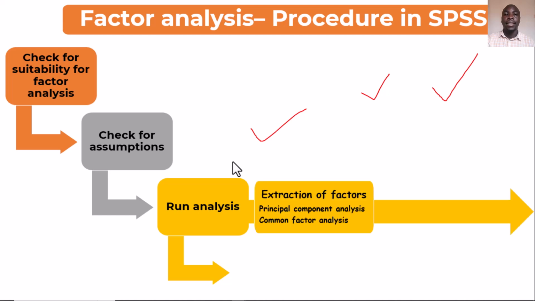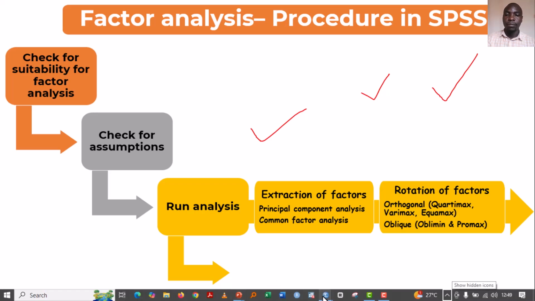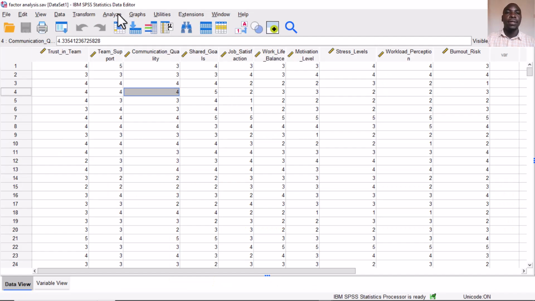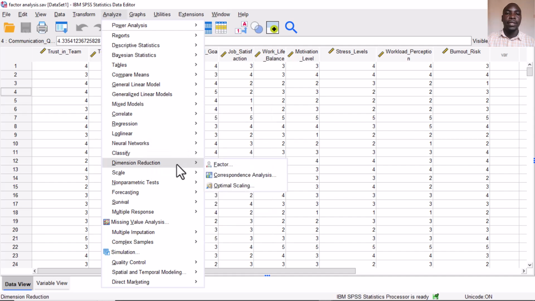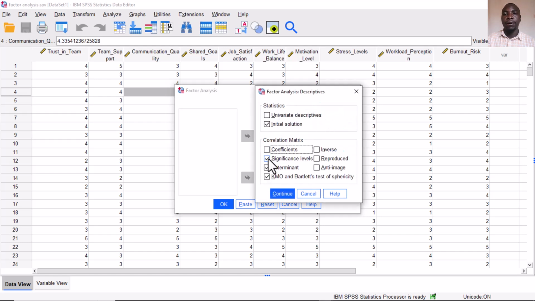To run the analysis, we first extract the factors, those groups of related variables, and then we rotate these factors for interpretability. Each of these steps, there are several methods involved, but let us go into SPSS and see. So to run the actual analysis, still we go to Analyze, go to Dimension Reduction, and click on Factor. We have already put the variables in there. Descriptives, yeah, we no longer need the coefficients, significance, determinants, and KMO because our data has already passed.